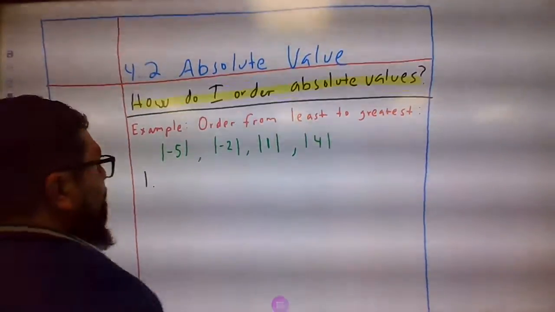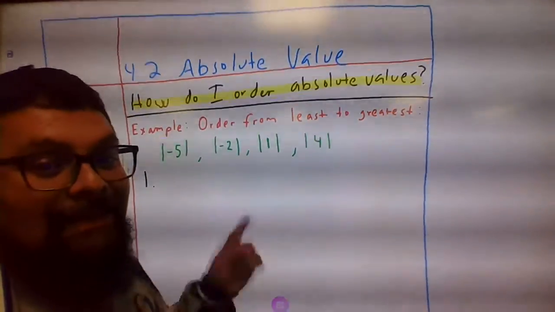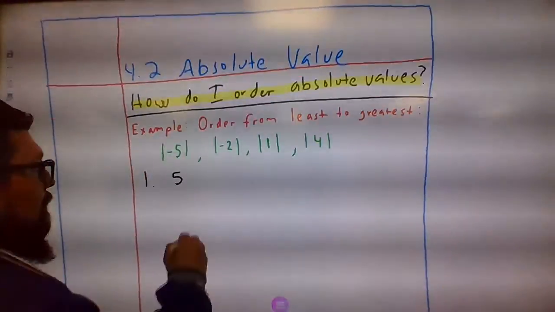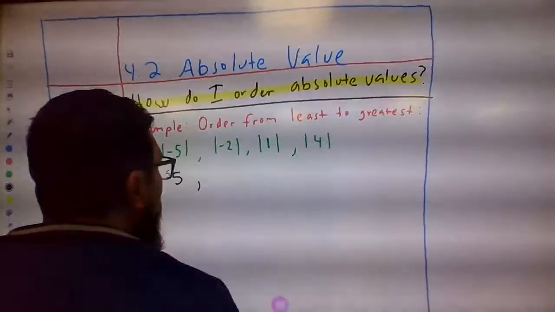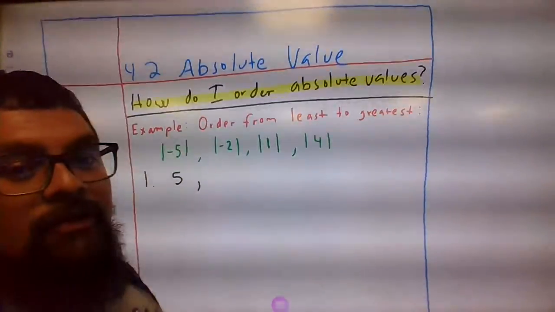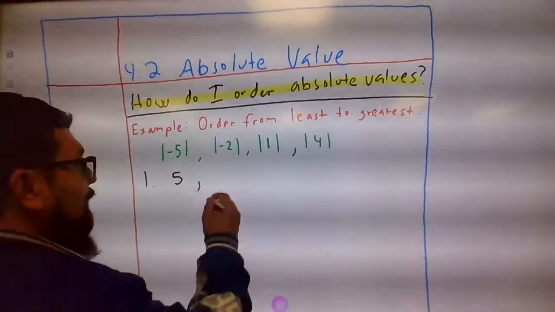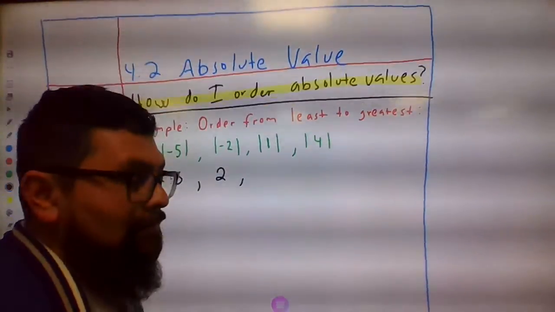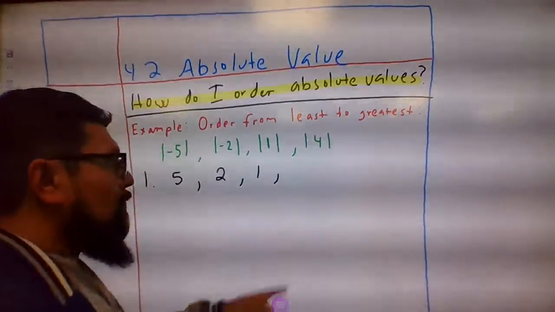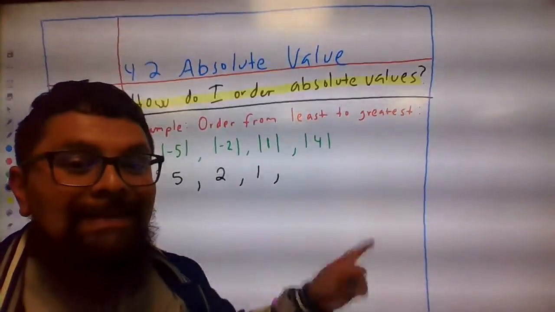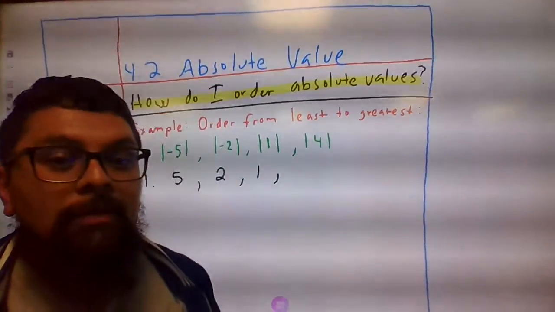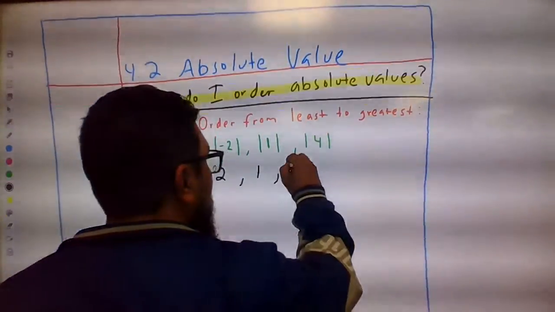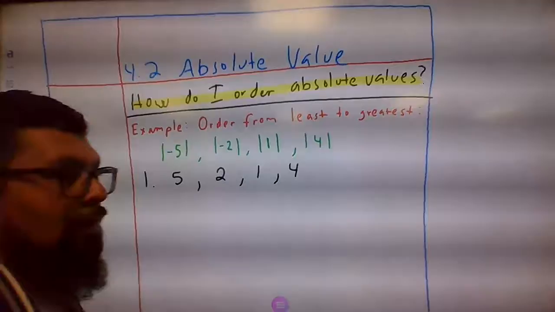So the absolute value of -5. What is the distance of -5 from 0? The answer is 5. What about this guy? The absolute value of -2. What is the distance of -2 from 0? It looks like it's 2. And then what's the absolute value of 1? 1. And then what is the absolute value of 4? What is the distance of 4 from 0? So it's here: 1, 2, 3, 4. 4. Okay? All right, so now we have them all.